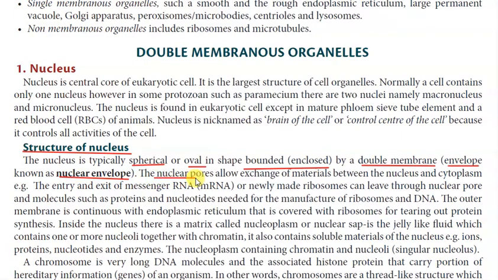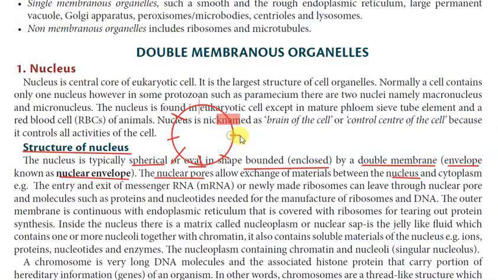The nuclear pores allow the exchange of materials between the nucleus and cytoplasm. So the envelope is not continuous. Let's say, for example, here is our nucleus. The nuclear envelope is not continuous. There are some pores which allow the exchange of materials. For example, if that is the envelope, you will find different pores which allow the movement of materials.